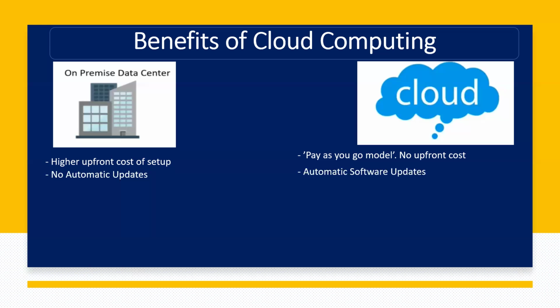But in the cloud, there are automatic software updates. If any updates are coming, they will be applied automatically. You don't worry about those updates. The updates will be taken care of by the service provider. If you are using Azure cloud, Microsoft will take care of all the updates. If you are using Amazon AWS, Amazon will take care of the updates. With Google Cloud, Google takes care of the updates. See here, on-premises, you have to take care of it. It's your responsibility.